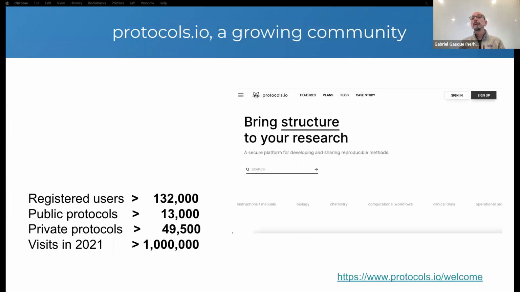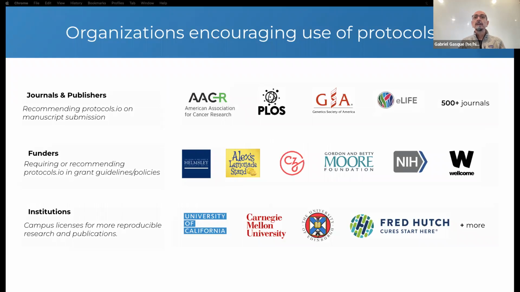So we launched protocols.io in 2014. We currently have over 130,000 registered users who have created over 13,000 public protocols and almost 50,000 private protocols. The public protocols are all open access, which means anyone with an internet connection can search for them, read them, use them, copy them, and create new versions. Last year, our protocols had over 1 million readers. Several organizations, including over 500 scientific journals, funding agencies, and educational and research institutions support and promote the use of protocols.io.